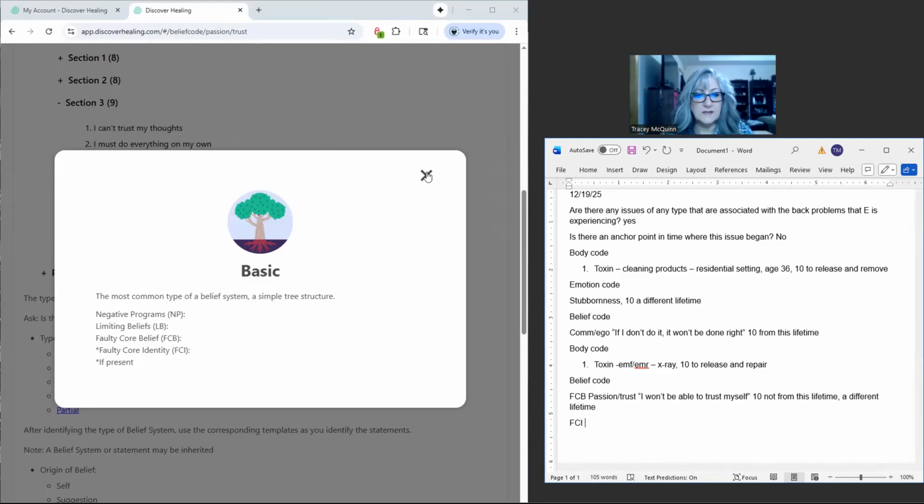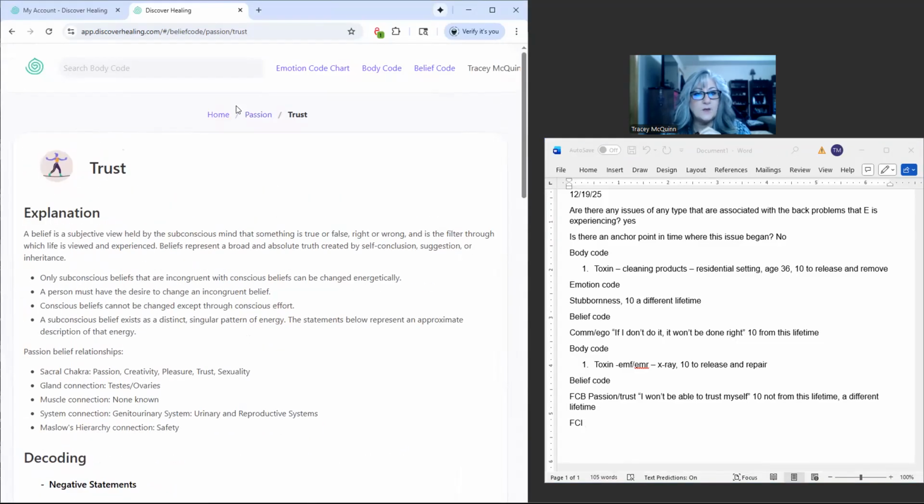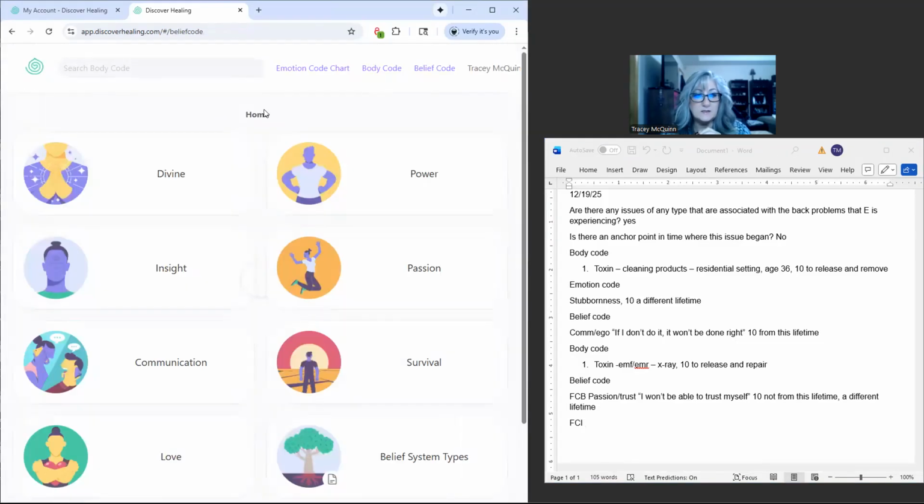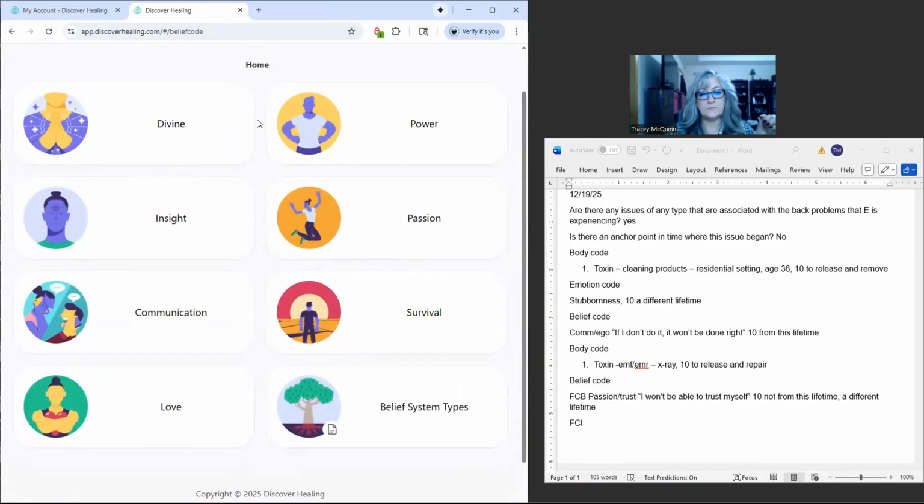So let's go find that because we're trying to identify all the beliefs that make up this belief system. And it looks at this point like it's only a partial belief system, but it must be affecting his back in some way. So let's go find out.